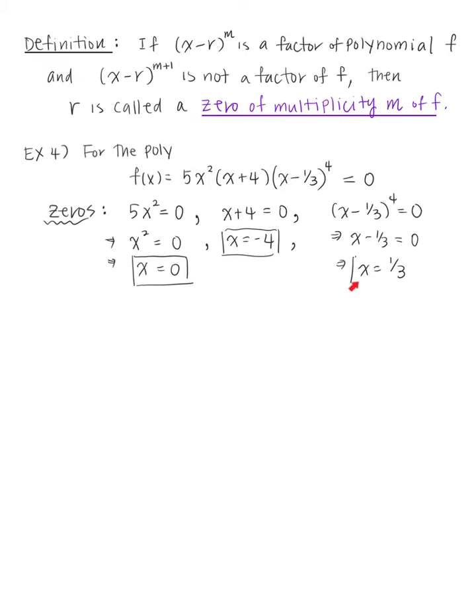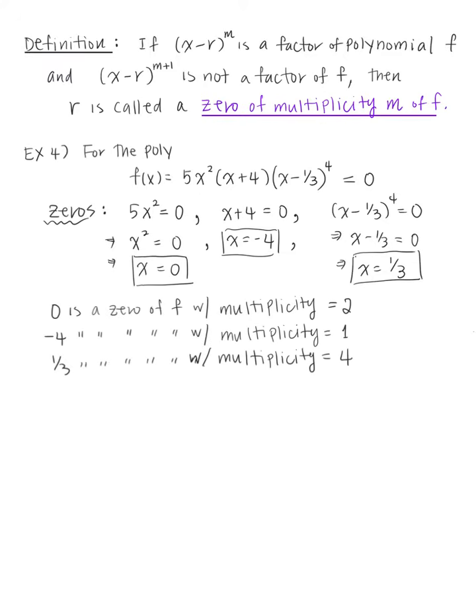And right here, x equals 1/3. Now, that has a multiplicity of 4 because it came from this polynomial x minus 1/3 to the 4th power. So this 0 repeats 4 times. So we say that the multiplicity of 1/3 is 4. I'm going to write that out.